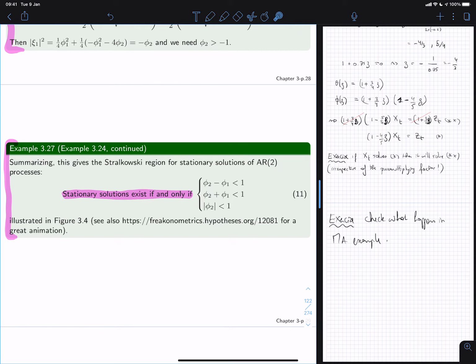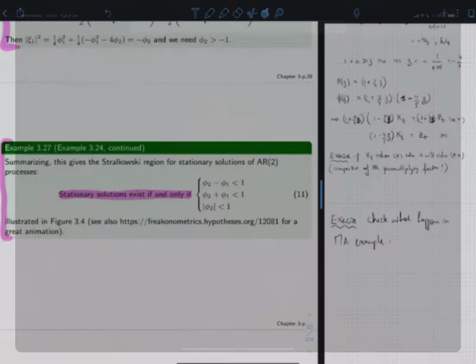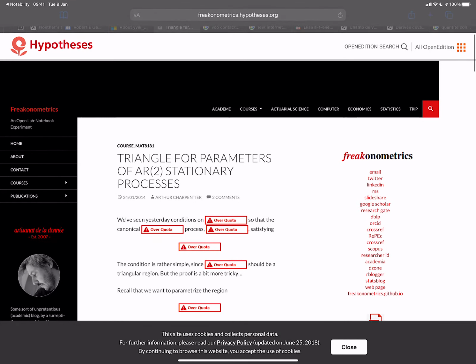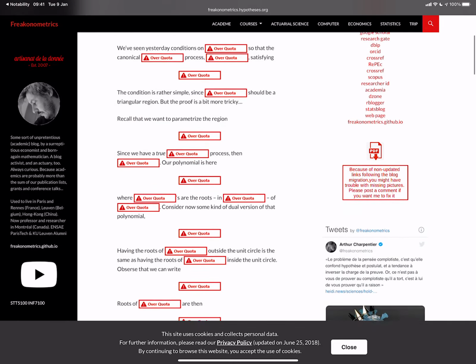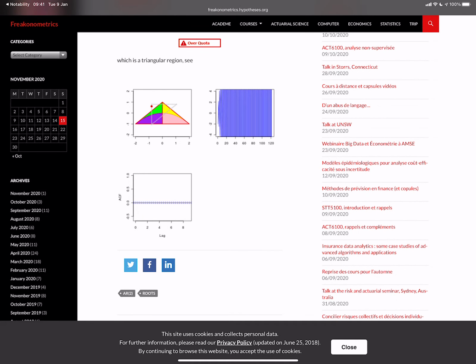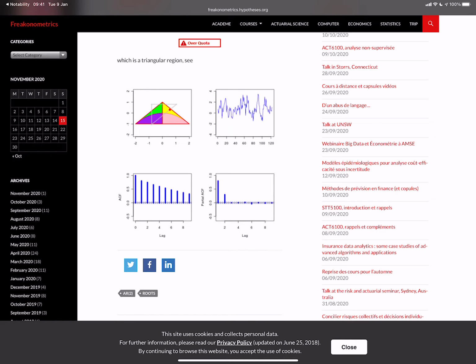And does this link work? Yay, it works. Oh, it's already open. So the page seems to have gone wrong, but the illustration still works. So here what you see is an AR2 process. The red dot indicates, forget what it indicates.